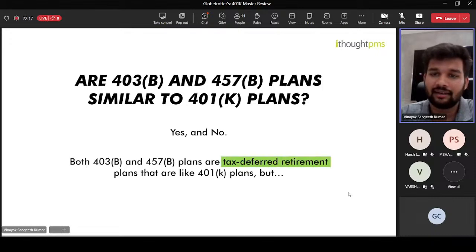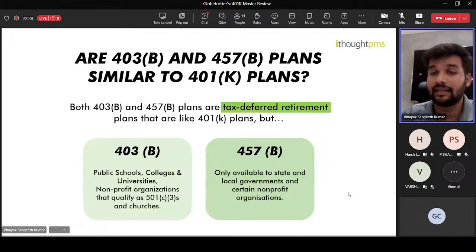Before moving forward, you would have heard of something called a 403B plan and a 457B plan. These are also similar to 401k plans, but there is a difference. A 401k plan is open to all employees who work in the private sector, whereas a 403B plan is open to public school employees, colleges and universities, and non-profit organizations that qualify under 501c. The 457B plan is open and available to state and local governments and certain non-profit organizations.